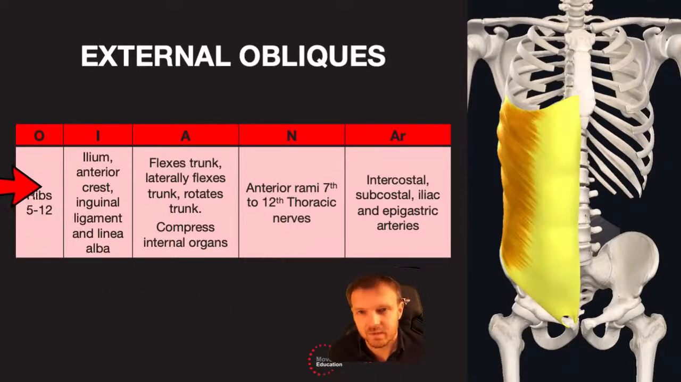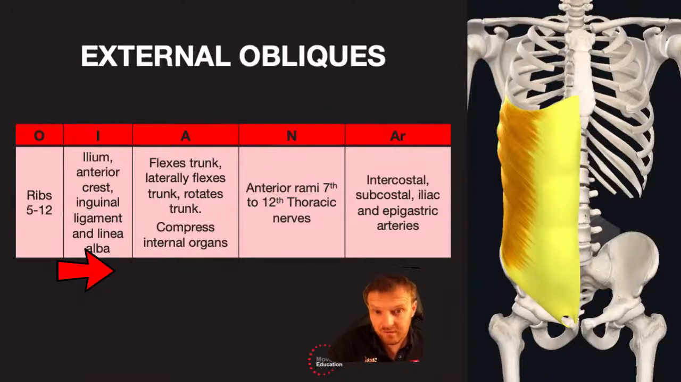This attaches to your ribs, the ilium, anterior crest, inguinal ligament, and linea alba. So again, all of these similar structures that we've heard of before. And we looked at this as well when we looked at the inguinal ligament, because obviously the attachment is down onto the inguinal ligament. Okay, so important that we've done that first.